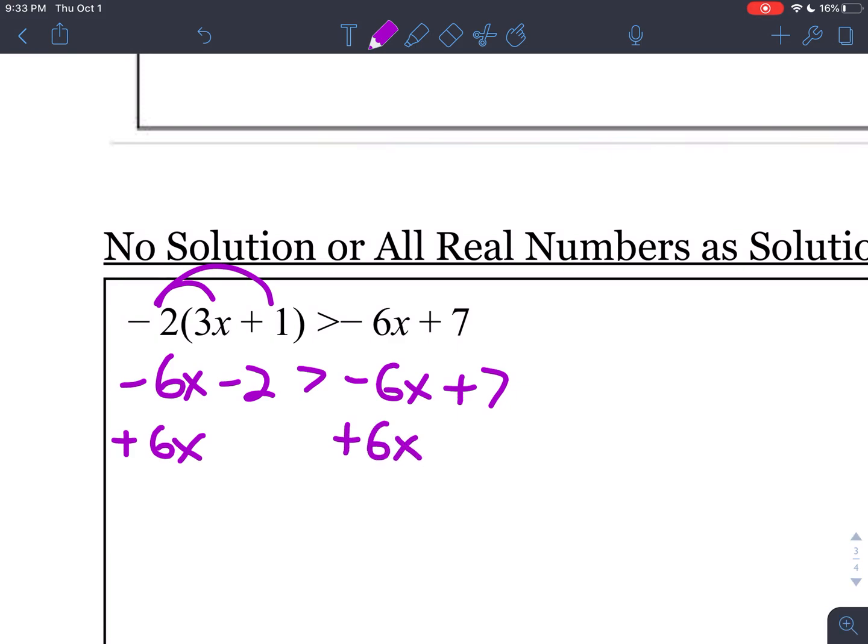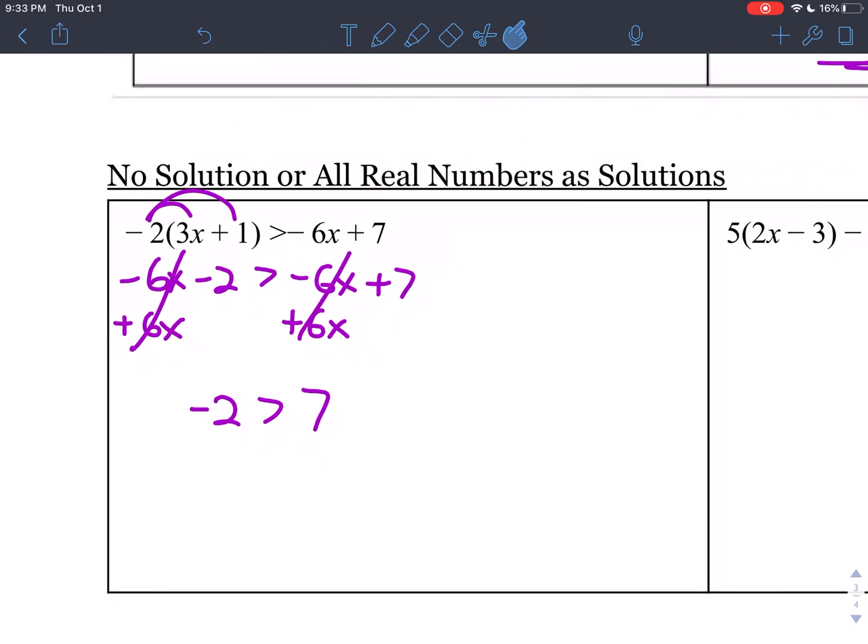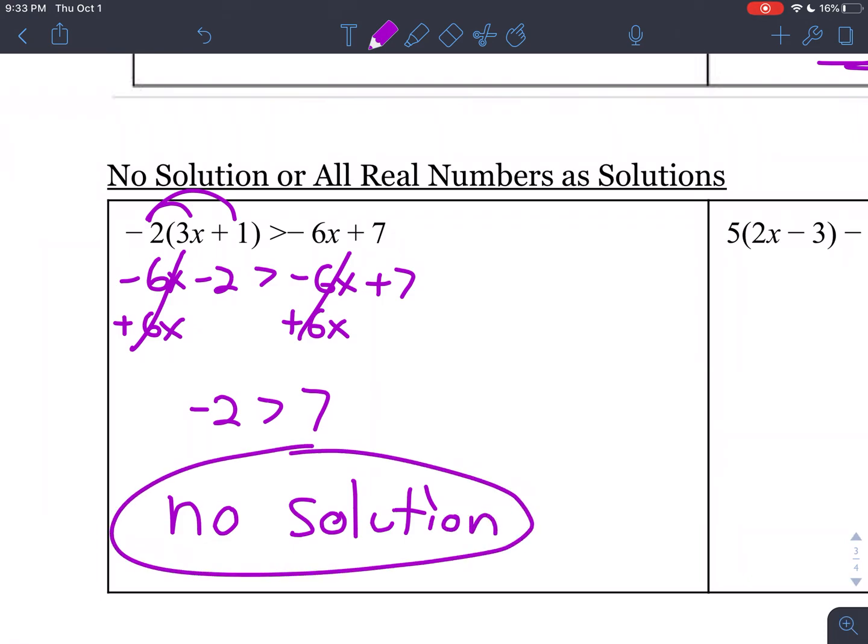Well, we've run into an issue here. Negative 6x and positive 6x cancel out, and we're left with something like this. Negative 2 is greater than 7. I don't know about you, but I'm pretty positive that's not the case. So since we're never going to get an answer where this makes any sense, this problem has no solution. And so you just write that in for your answer box.